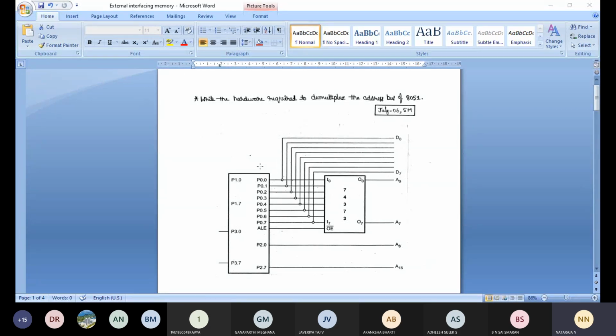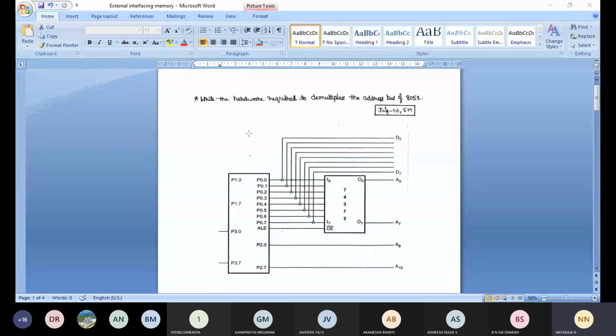We are going to deal with this with respect to interface with a 74373 IC. That is the diagram, and we have a timing diagram. We are writing port 0 address A0 to A7 and D0 to D7, and port 2 A8 to A15. Address A0 to A7 is in port 0, and in port 2 we are going to transmit address lines A8 to A15.